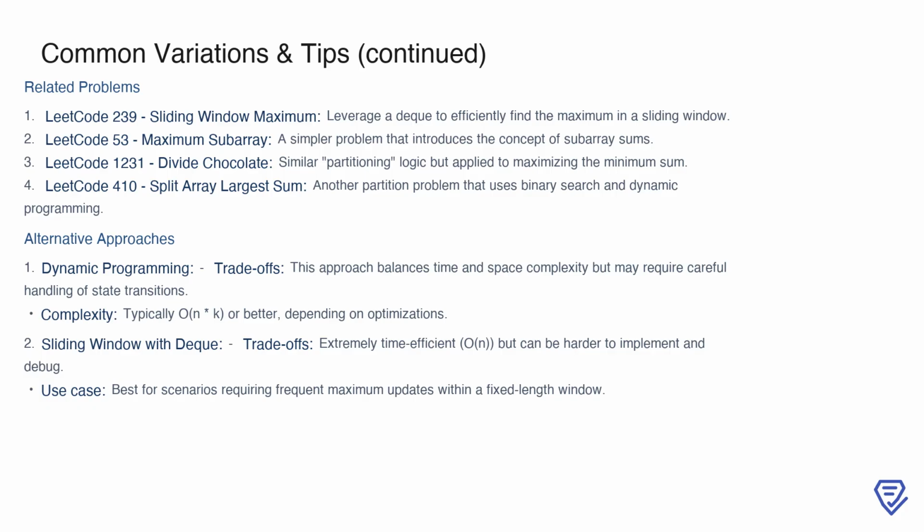As for alternative approaches, dynamic programming strikes a balance between time and space complexity, but you'll need to carefully manage state transitions to ensure correctness. Its time complexity can range from O(n*k) to better, depending on how well you optimize. The sliding window technique paired with a deque is another approach, offering exceptional time efficiency at O(n). However, it can be more challenging to implement and debug, so it's best suited for situations where you need frequent maximum updates within a fixed length window.